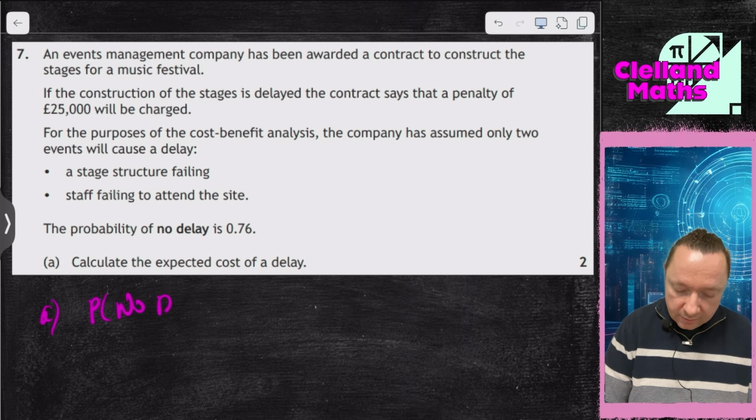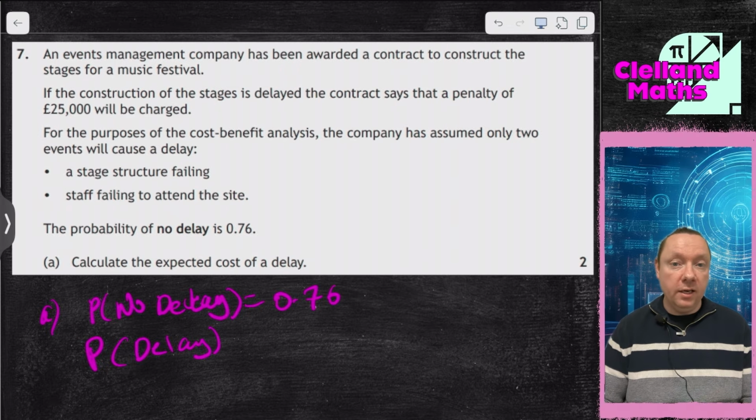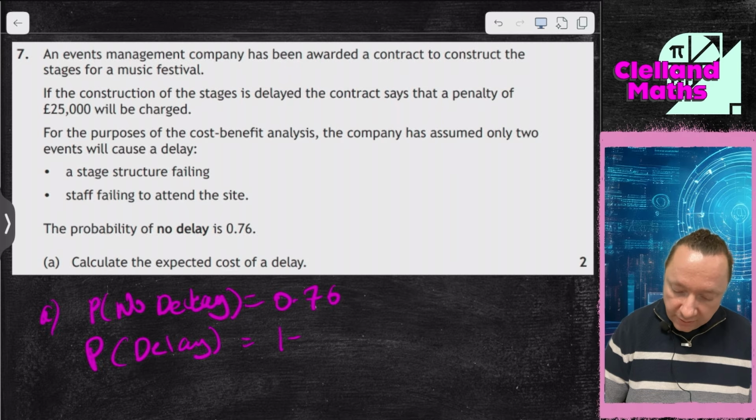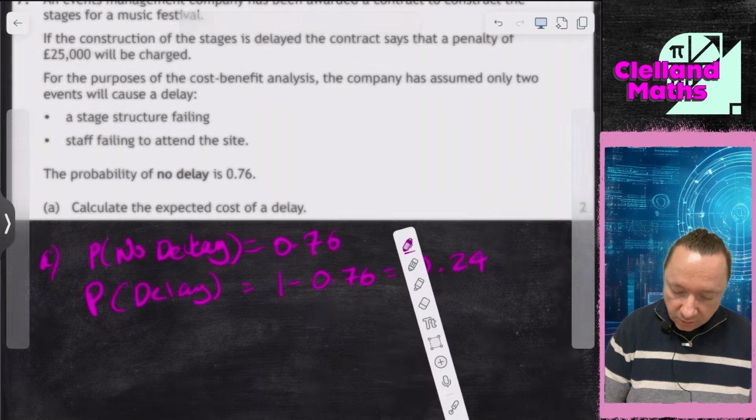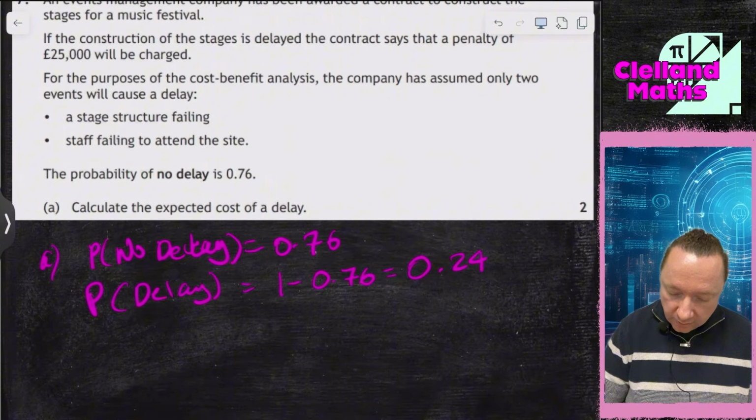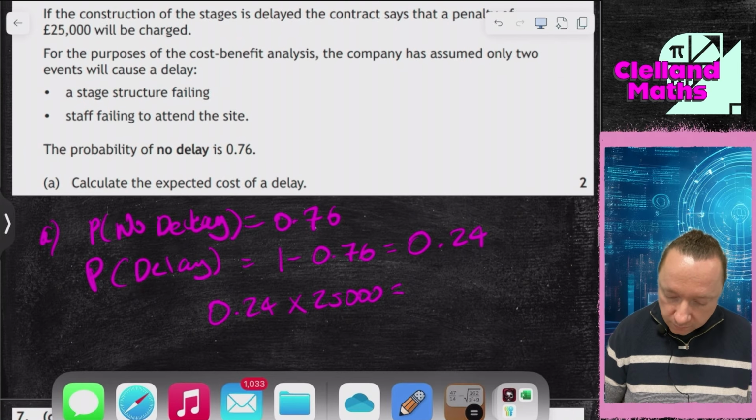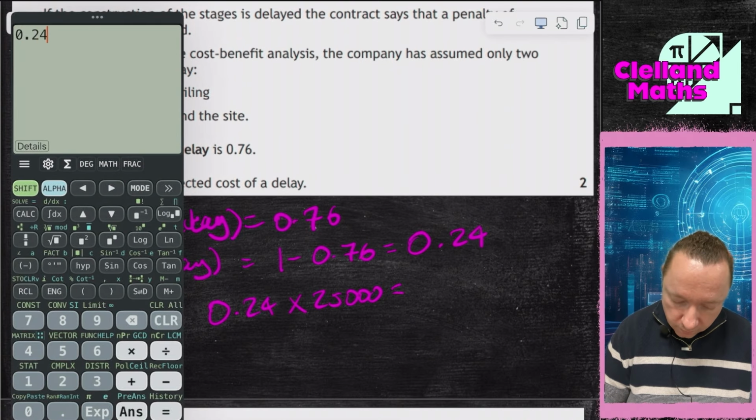So the probability of no delay is 0.76. So that means that the probability of a delay then is the opposite, no delay or delay, only one can happen, is 1 minus 0.76, which is 0.24. So there's a probability, so that means our expected cost is simply 0.24 times the penalty of 25,000, calculator, £6,000.